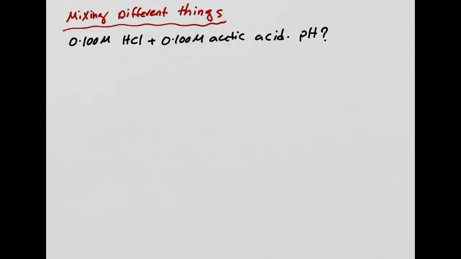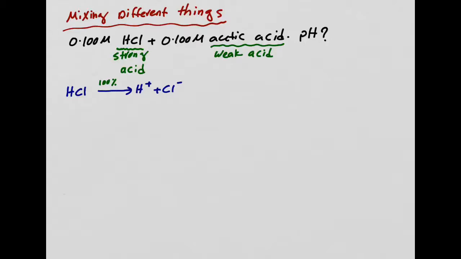Now, when you look at this, the first thing that you should say is that, okay, hydrochloric acid is a strong acid. So I'm going to write that down. Hydrochloric acid is a strong acid. Now, acetic acid is a weak acid, okay? So I have a strong acid and I have a weak acid. That's what I'm mixing up together. Now, when you have a strong acid, for example, hydrochloric acid, you know that hydrochloric acid is going to have 100% dissociation in water, right? Every single hydrochloric acid would break up into hydronium and Cl-.